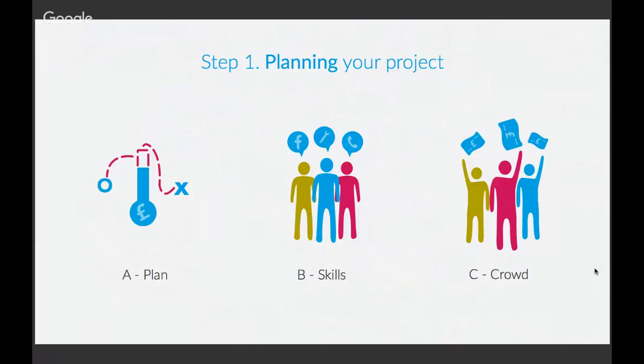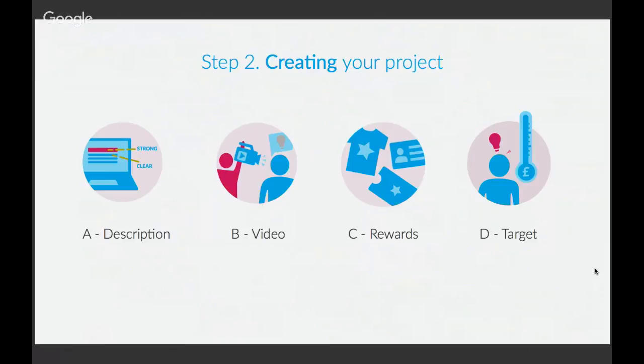So a quick recap on what we covered in the last session. We focused on these 3 key elements for building a really strong foundation for your project. Today, we're focusing on creating your project. This is really my favourite bit, where you get to have a little bit of fun. First of all, we'll be looking at how you tell your story, both through the written description and also through the medium of video. We'll be looking at rewards, what to offer, how to do that, and what might be the kind of rewards that you might be able to offer. And also looking at target, how to set your target, what's a realistic target, and how you can work that out.